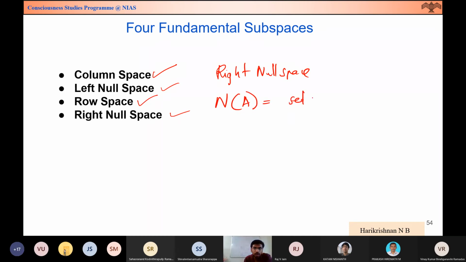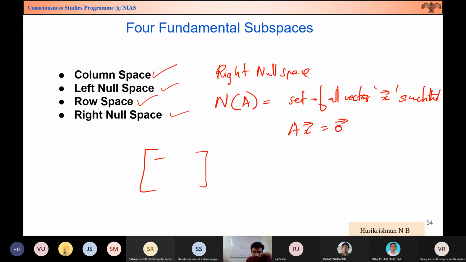This is nothing but the set of all vectors x such that A times x vector equals 0. The set of all vectors such that A times x equals 0. So when I say A times x, you can see that this is A, a matrix with row 1, row 2, row 3, etc., and this is my x, and this is 0.